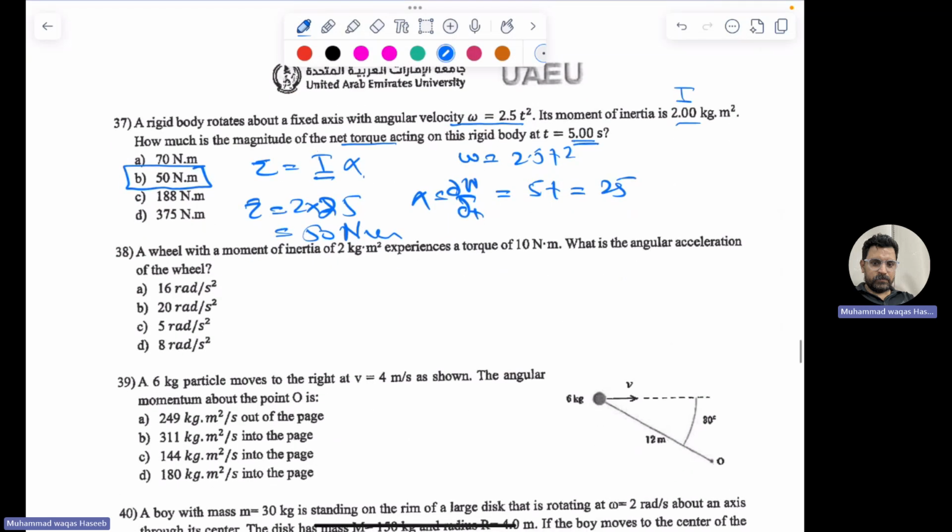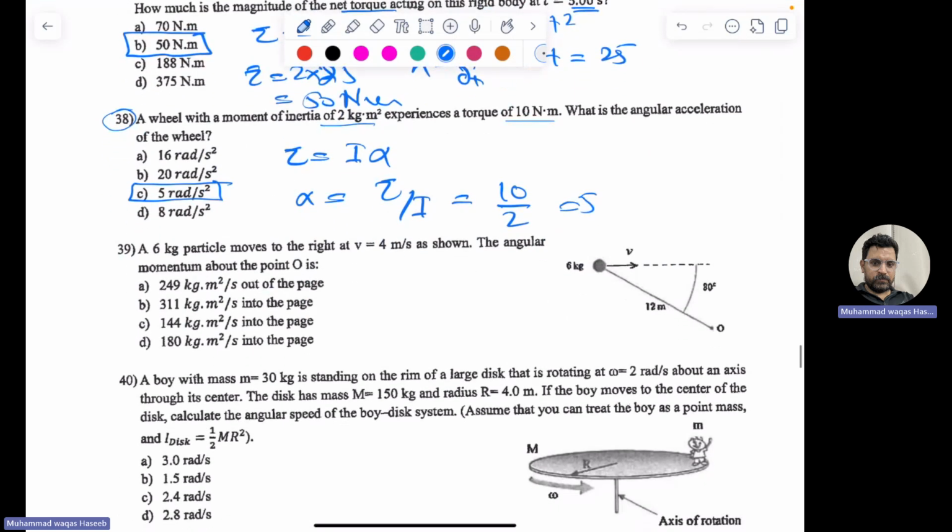Question number 38. A wheel with a moment of inertia of 2 kilogram meter squared experiences a torque of this. What is the angular acceleration of the wheel? Tau is the same formula which we used in the previous question. So alpha is tau over I. So 10 over 2, which is 5 radian per second squared.